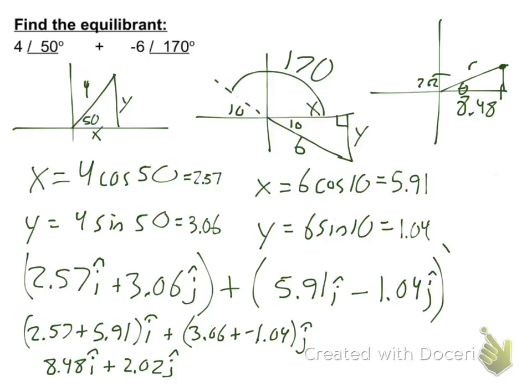Where would be the exact opposite direction of this? We have two options for the equilibrant. This right now is the resultant. From here, if I said leave it in rectangular form, the equilibrant is backwards how far? Negative 8.48. Then, instead of going up, I go down 2.02.